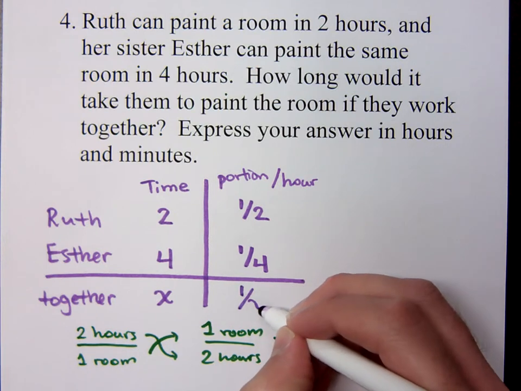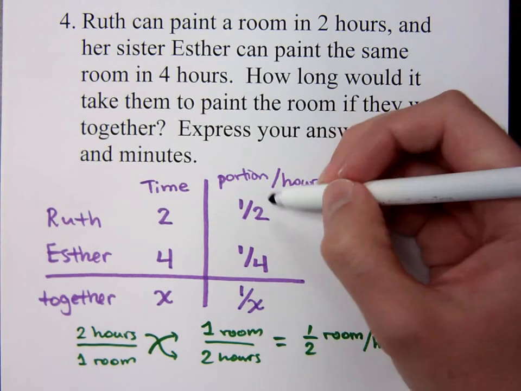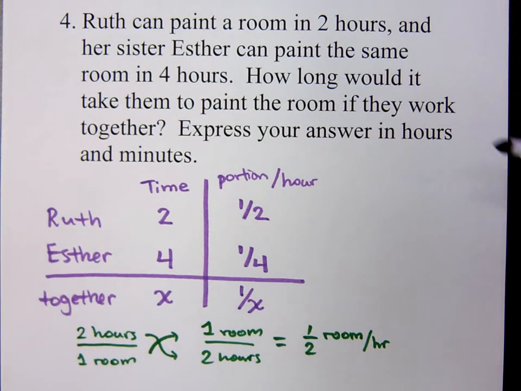How about the reciprocal of the together time? So 1 over x. All of this stuff here is the reciprocal of the time it takes for the individual piece.